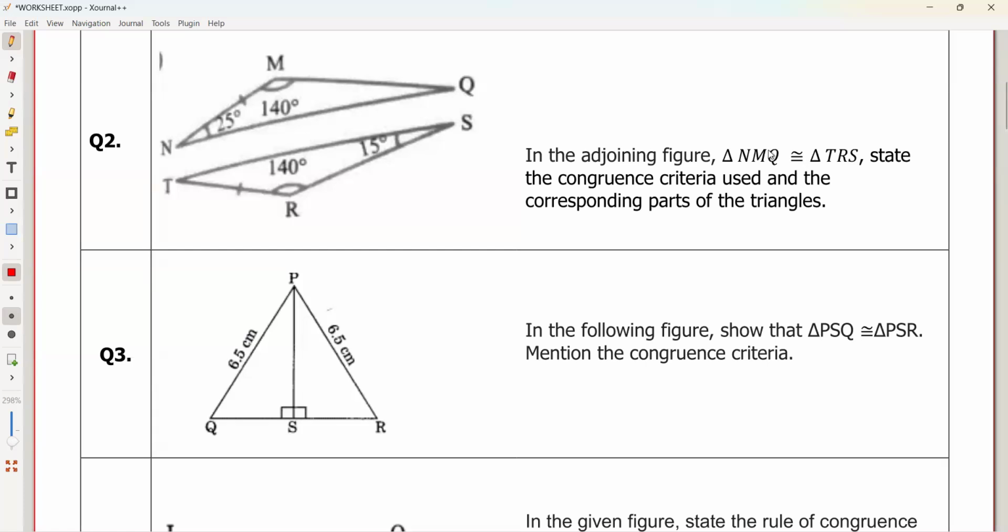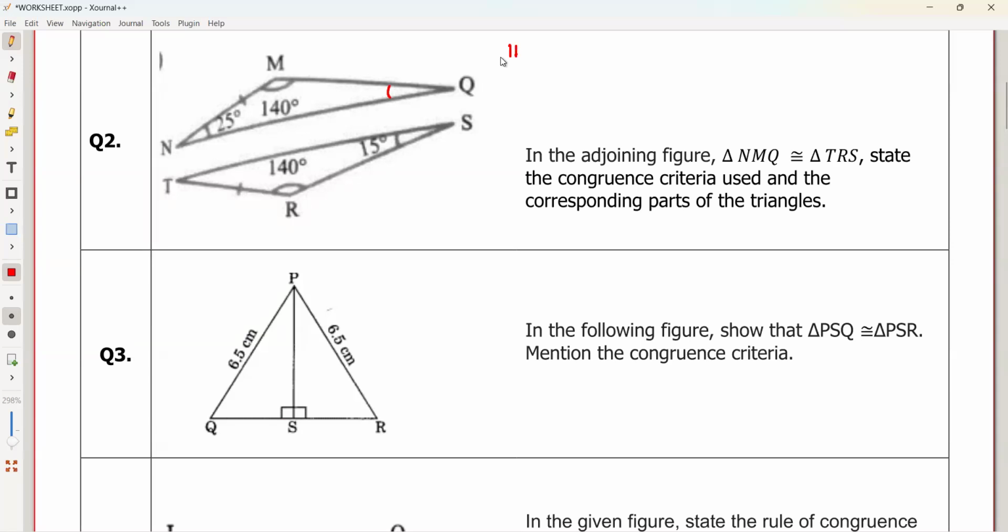Seeing the diagram here, 25 is given, 15 is given, 140, 140. Actually, one angle is missing, right? So we have to find out how much this angle is. How will you find out? Sir, 180 minus 140 plus 25. So the angle sum property. Okay, you can go with the angle sum property.